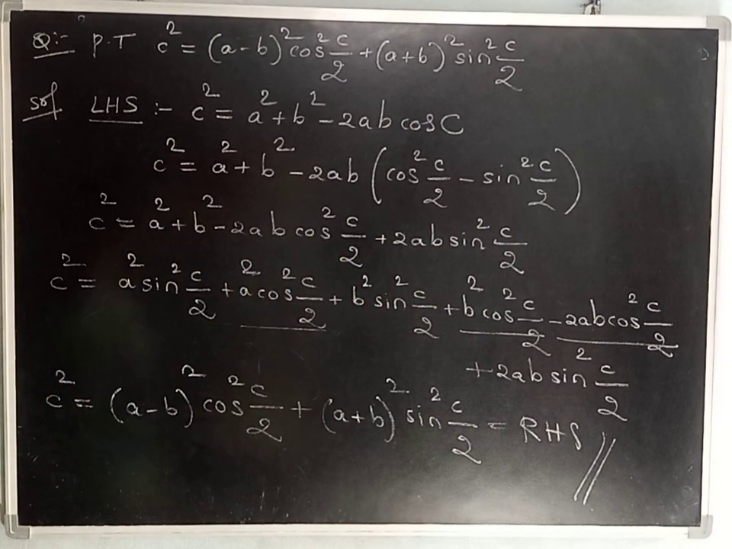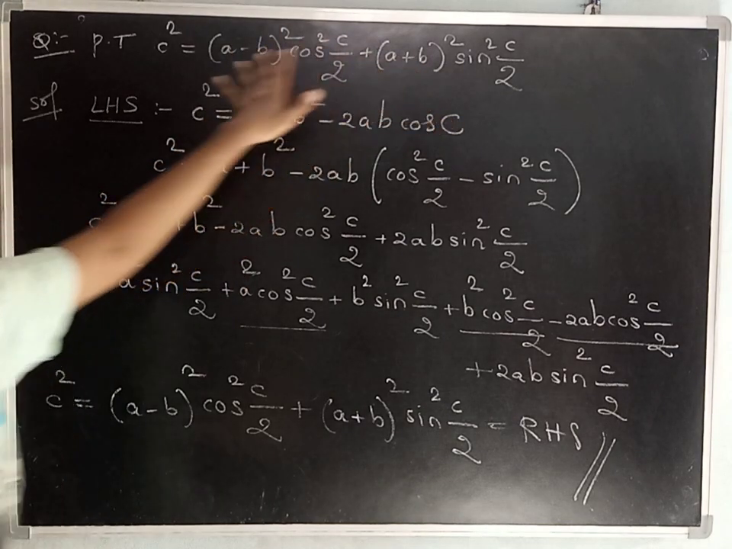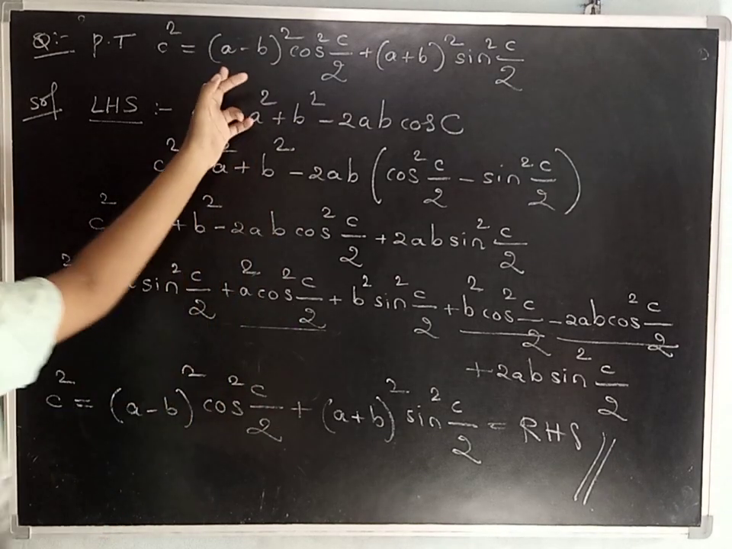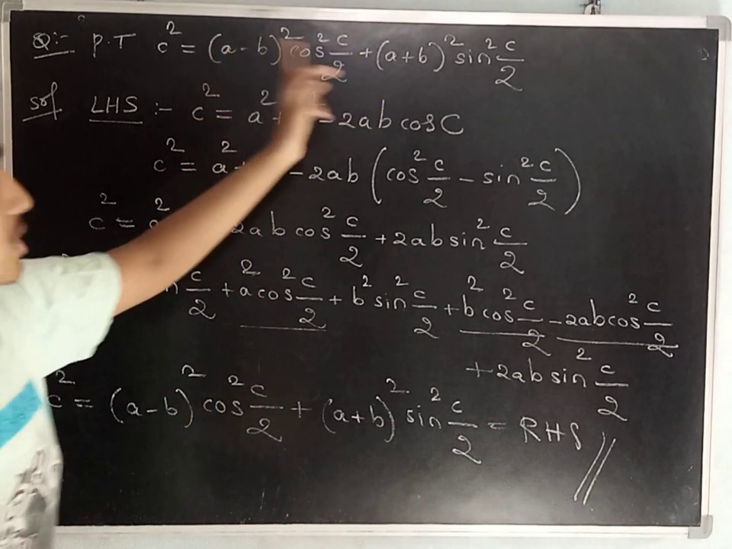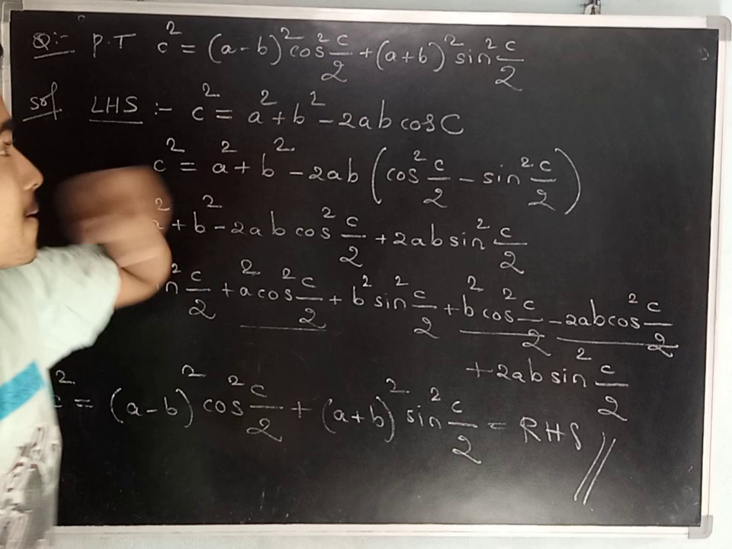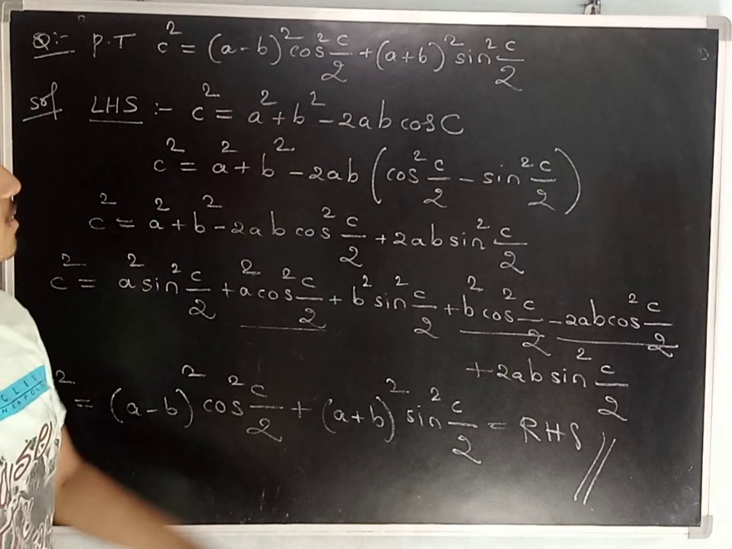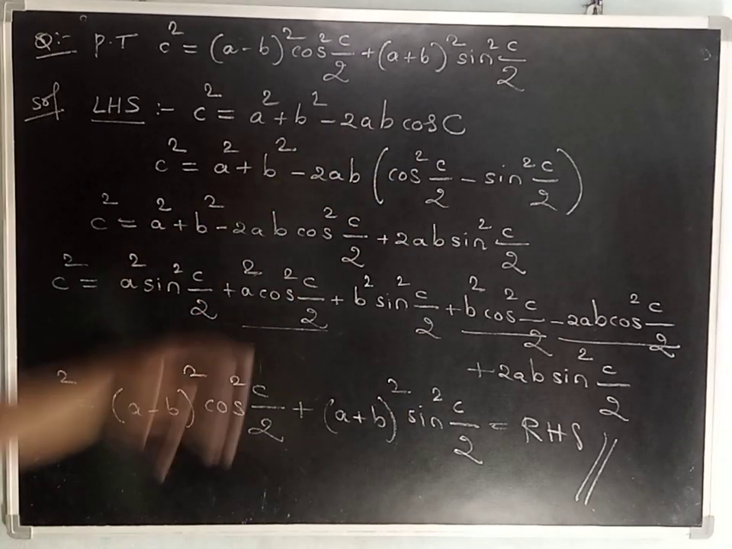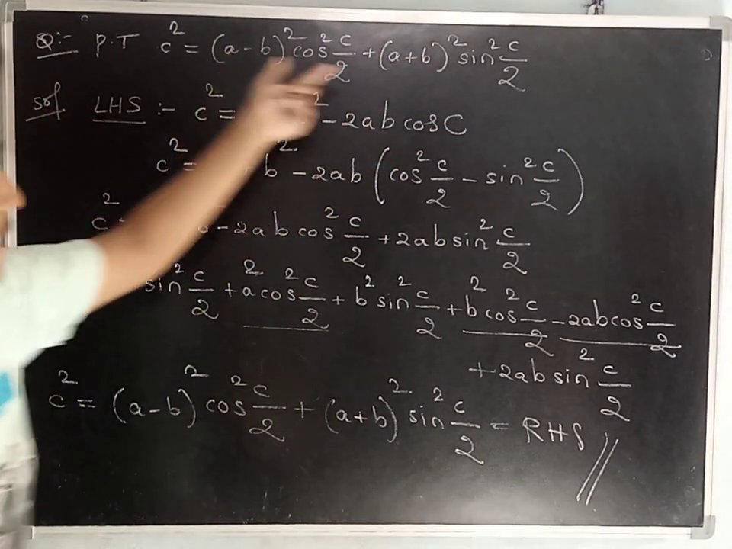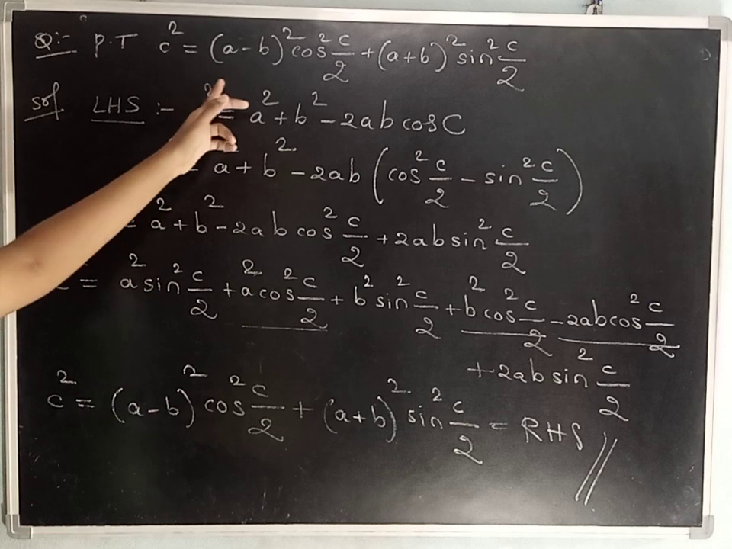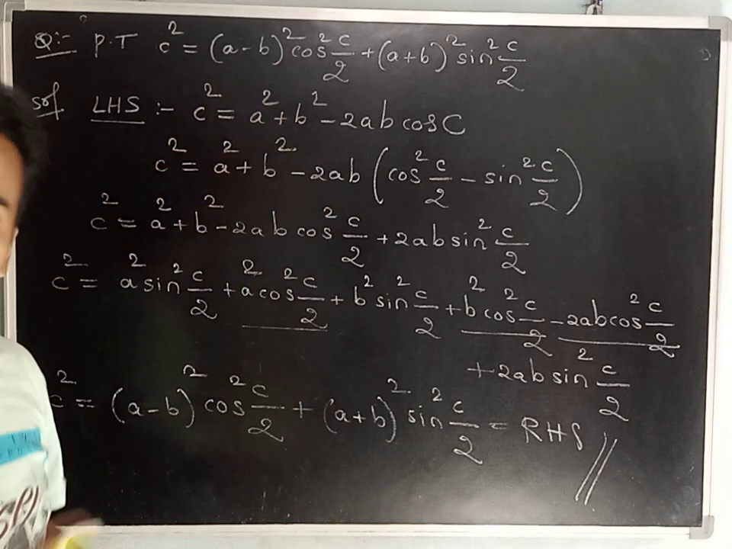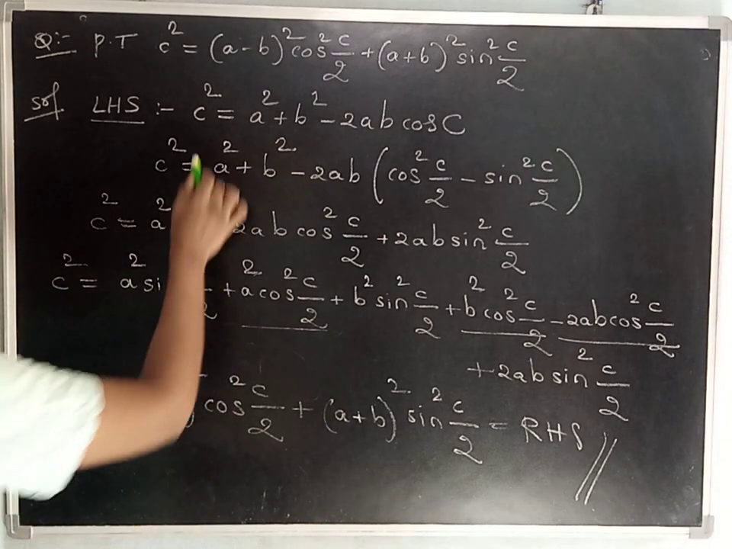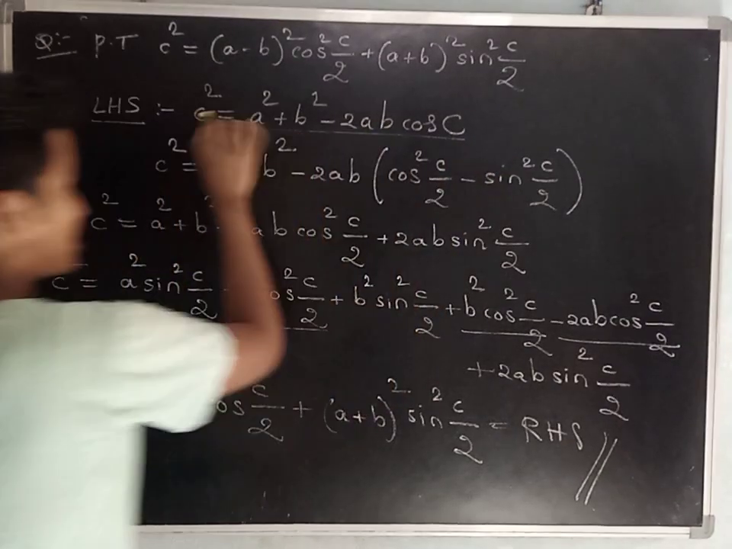Here I have considered the LHS. If you want, you can consider the RHS and simplify this part. Expand (a minus b) whole square and (a plus b) whole square, and take a square as common, b square as common, and 2ab as common. This is the reverse method. Finally, we are going to get this, which is nothing but c square.